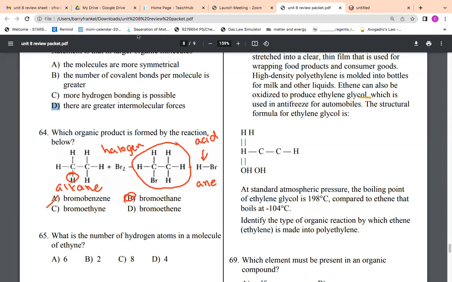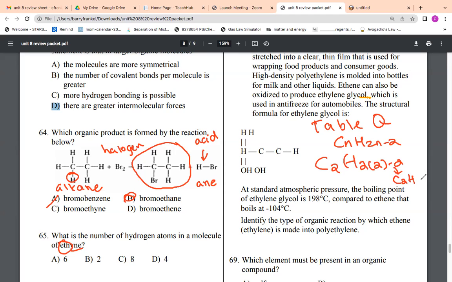So what you could do is you can use the general formula. I'm just going to write it over here. You can go to table Q. I see that it ends in YNE. General formula for alkynes is CnH2n-2. Okay, I see here eth, that means 2 carbons, so I can go ahead and plug in everything. C2, H2 times 2 minus 2, and this comes out to C2H2. This means I end up with 2 hydrogens in this molecule.